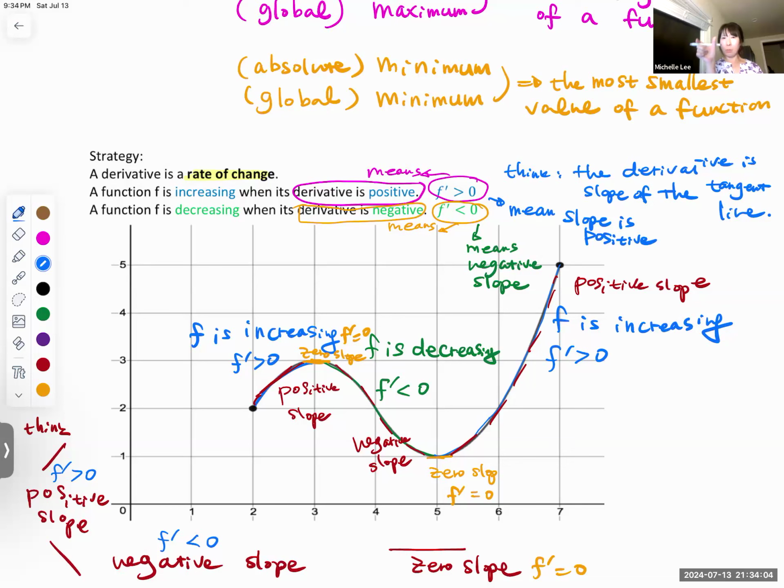Okay, so let's just omit absolute and global. Where is the minimum in this case? The smallest value, right? So here it is. This is the minimum. And where's the maximum? Here is the maximum, right? So this is the maximum.